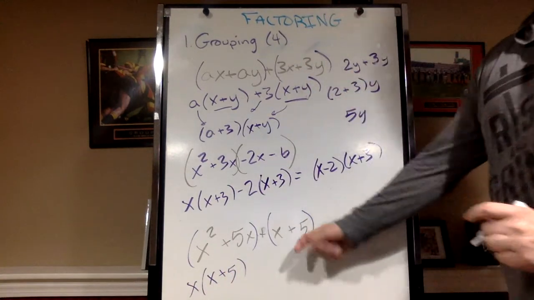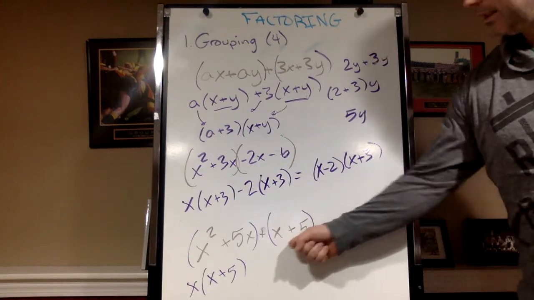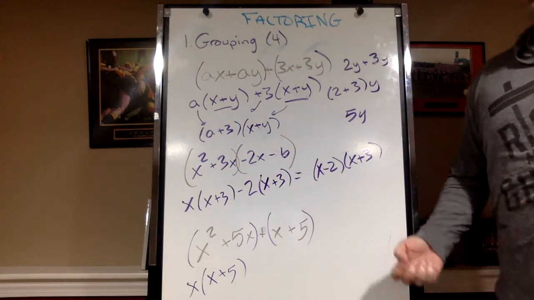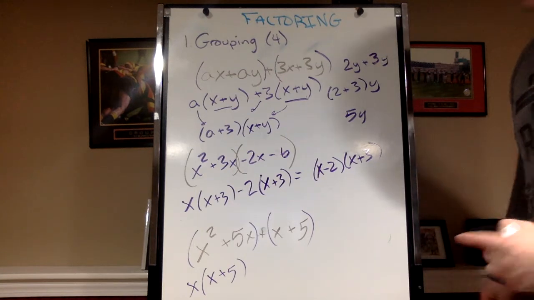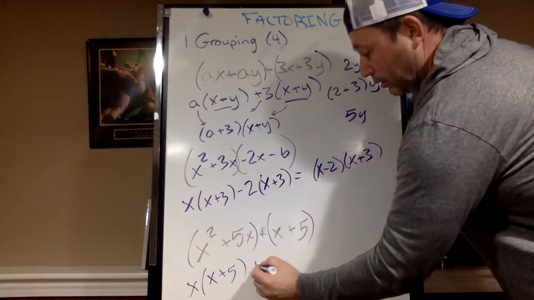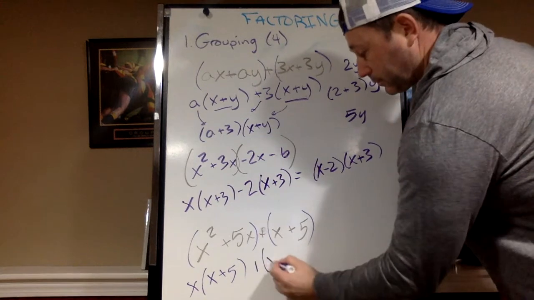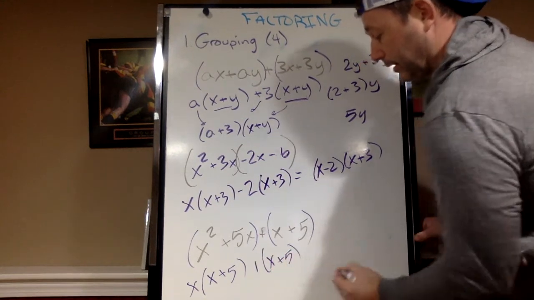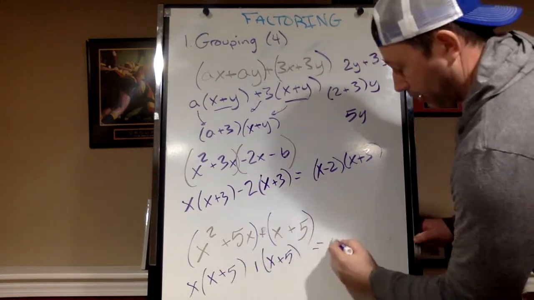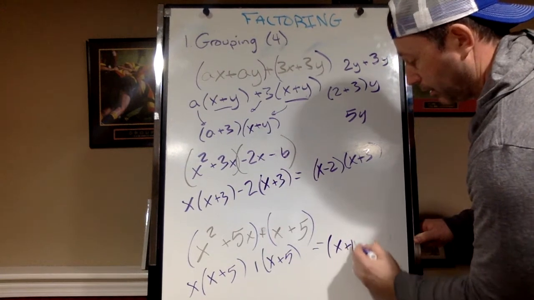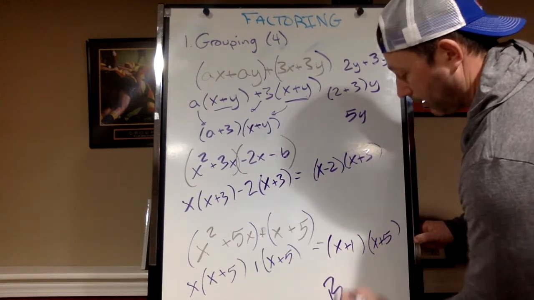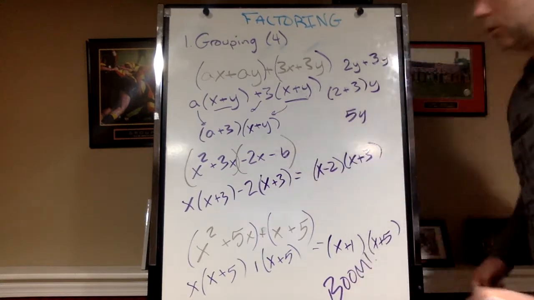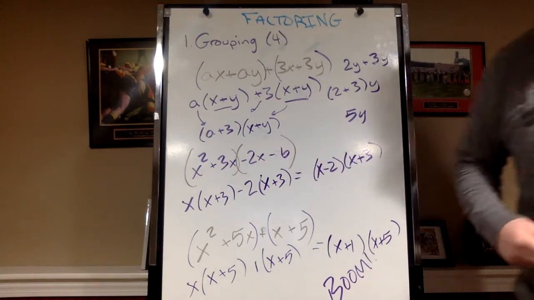Now, we don't see a GCF of x plus 5. Well, everything has at least one thing as a GCF, and that's a 1. And it's okay to pull out a 1. Nothing changes. So now, add the coefficients. X plus 1 times x plus 5. Boom, we just factored by grouping.